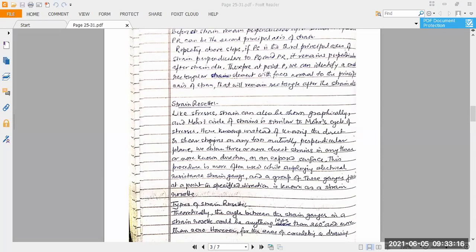First, we plot in any three directions, or more often, any three or more known directions on an exposed surface itself. This procedure is more often used while employing electrical resistance strain gauges, and a group of three gauges fixed at a point in a specified direction is known as a strain rosette.